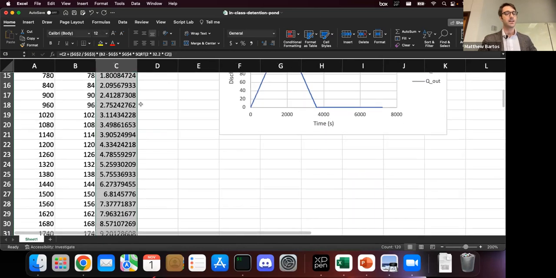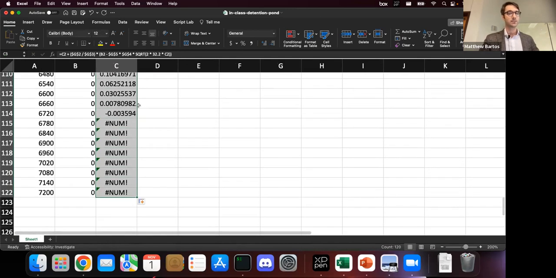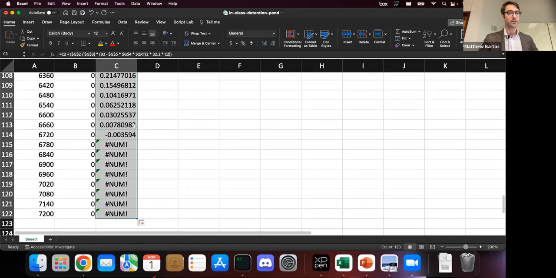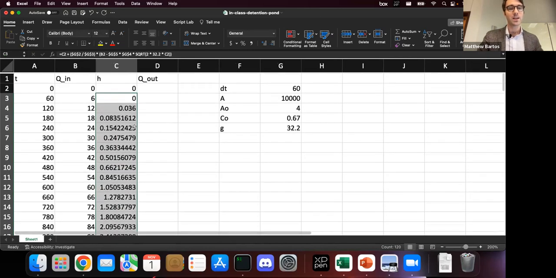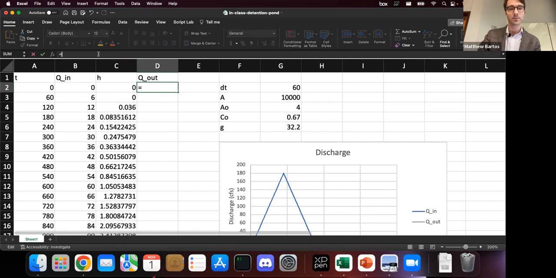Okay, and so I've got a series of depths from, let's see, from about 0 to 7200. I may have an error in here that I need to debug. So let's now just specify our Q out column. So what will Q out be equal to? We can get it from which column? H, right? So Q out is equal to C0 times A0 times square root of 2gh, right? So we can just compute Q out as follows.